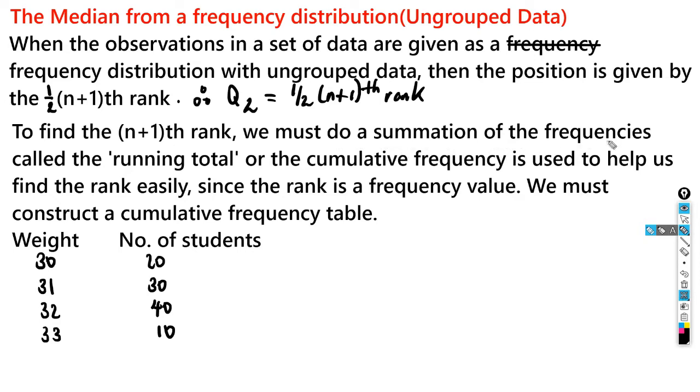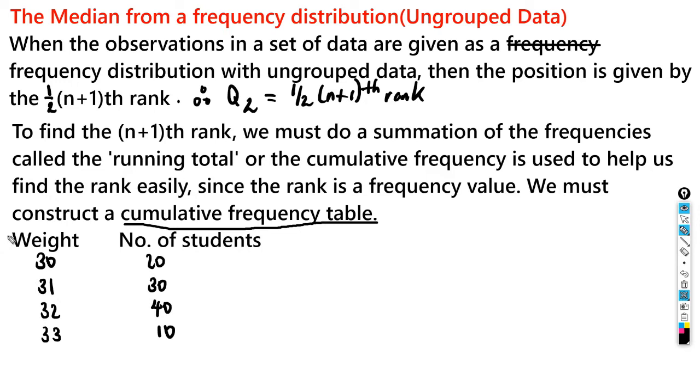A summation of the frequencies, called the running total or the cumulative frequency, is used to help us find the rank easily, since the rank is a frequency value. We must construct a cumulative frequency table. Alright guys, so I'm going to give you an example of how you construct this cumulative frequency table, okay? And it's actually relatively simple.